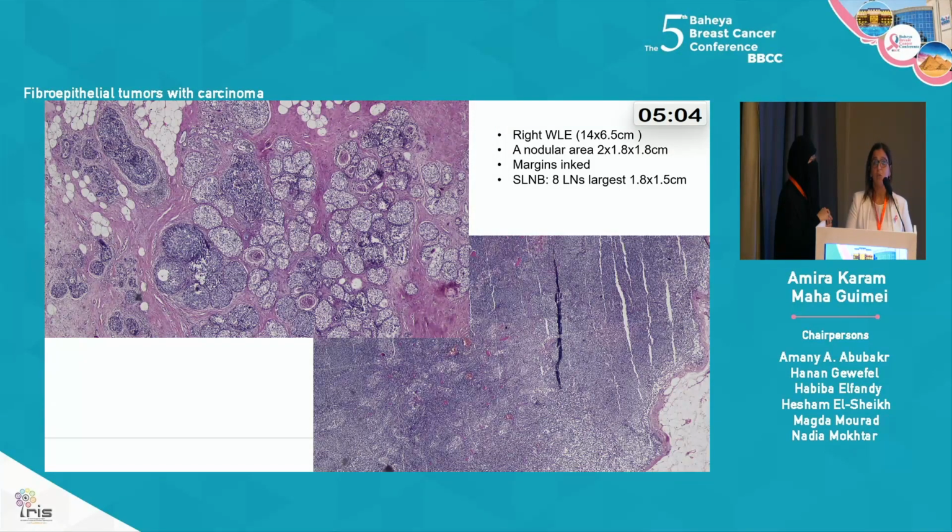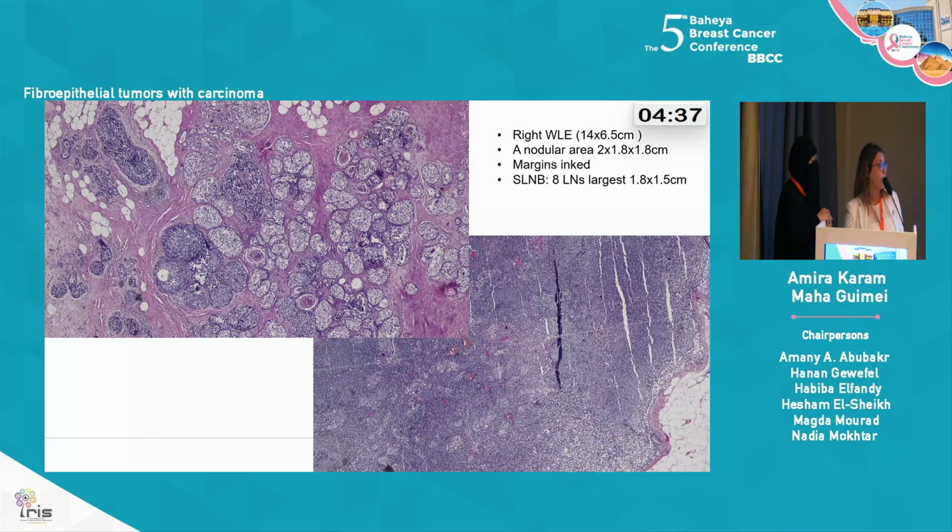A wider excision was done again because of the margin, and when we received the wider excision, it was a big excision. It was a 14 by 6 centimeter that harbored a nodular area 2 by 1.8. The margins were inked. 8 sentinel lymph nodes were found. On examination, the further excision had only DCIS. There was no invasive component, had only DCIS, intermediate grade with comedo necrosis.